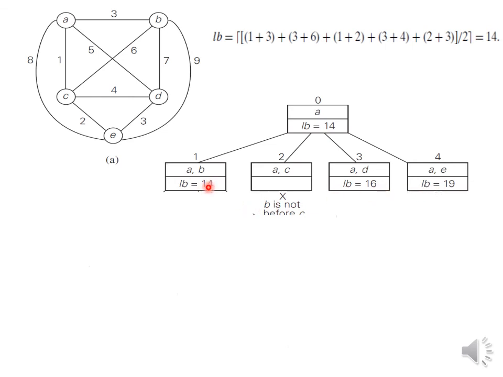So what we can observe now is the lower bound is good or better for the first node. So first node we have 14. Let us expand this one.